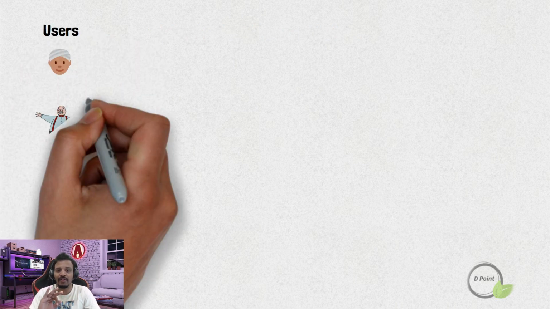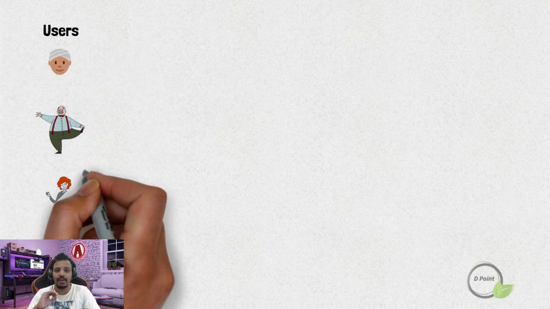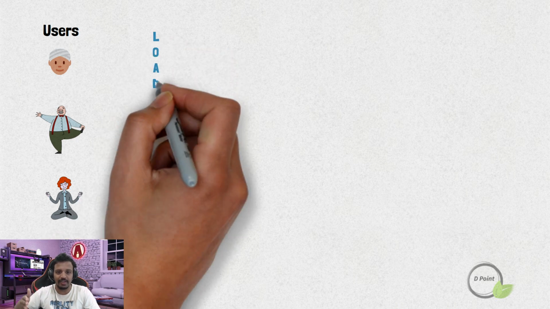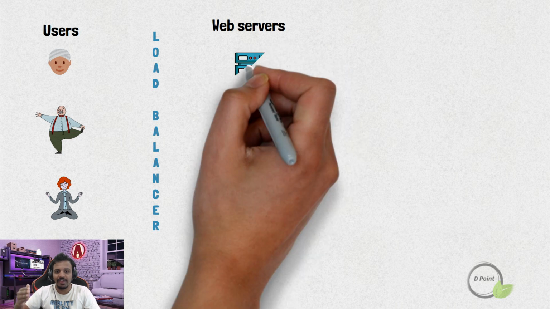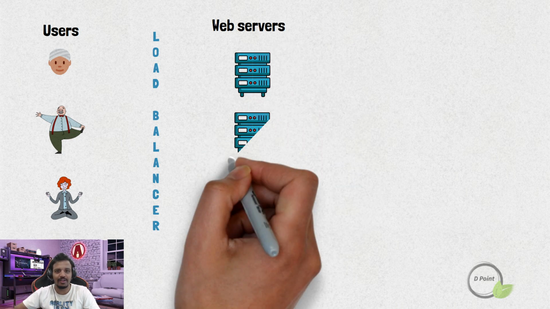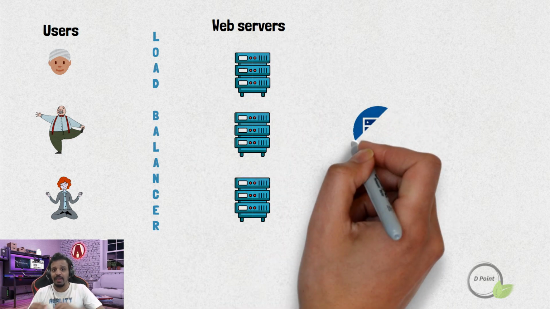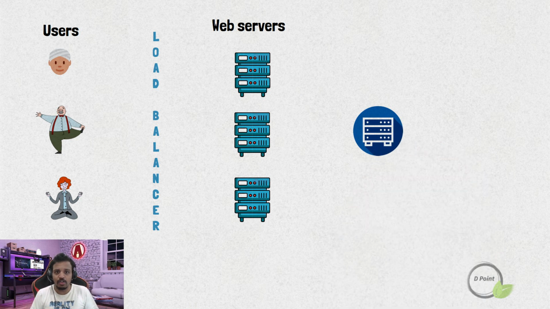Let's assume we have 3 users. Okay, and we have a load balancer on a second step. The load balancer will be getting the request from all the users, and let's say after the load balancer there are 3 web servers as of now. And let's assume there is an e-commerce application which is being hosted on these 3 web servers, and it has a database.